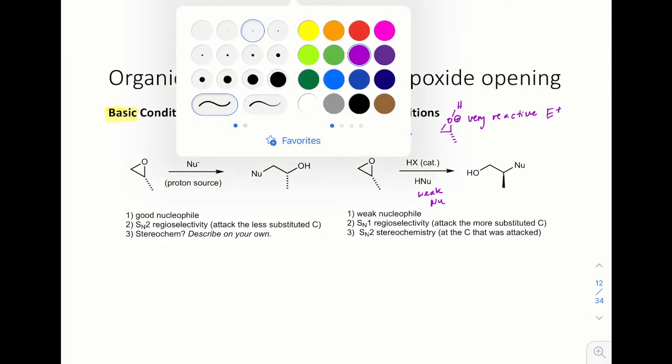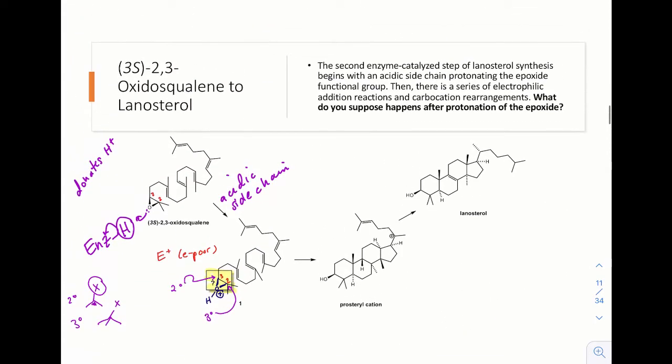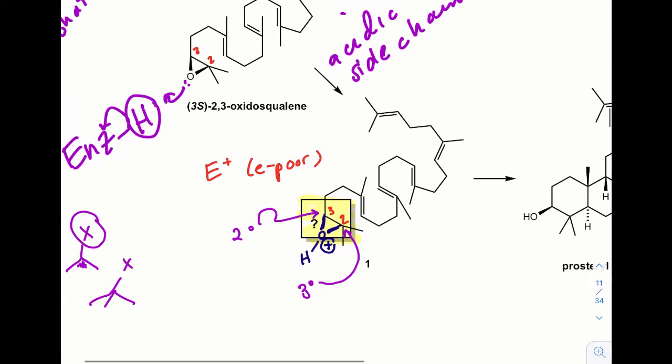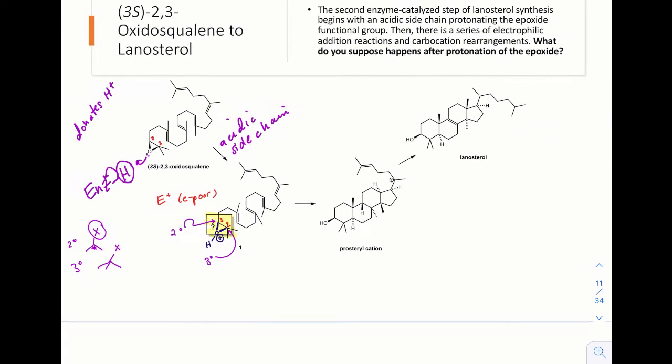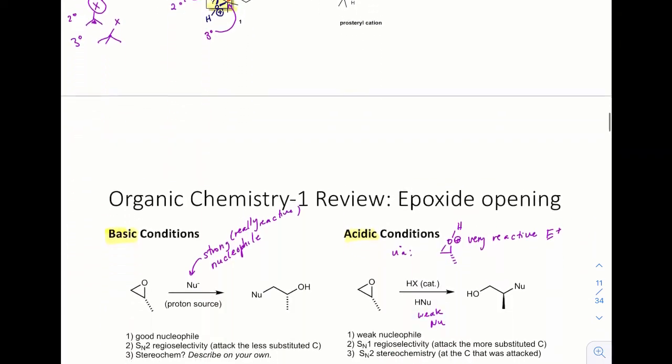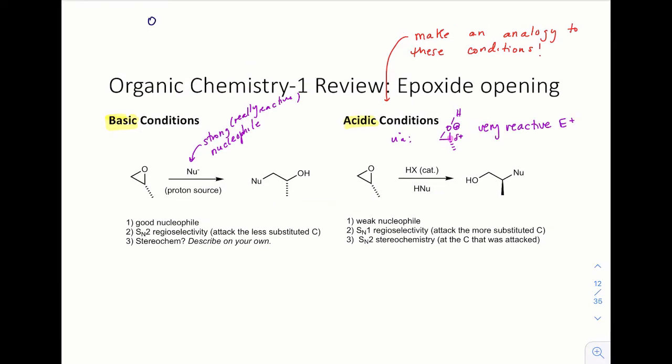Which of these scenarios is most similar to the situation we're in with the protonated 2,3-oxidosqualene? Well, yes, an acidic side chain was used to protonate the epoxide here, so we should consider it acidic conditions. Before we go there, let's review both types of epoxide openings.